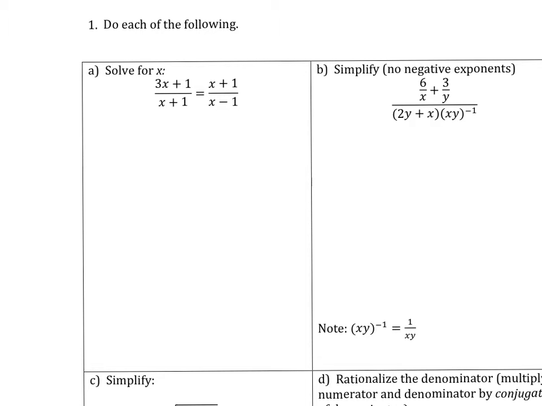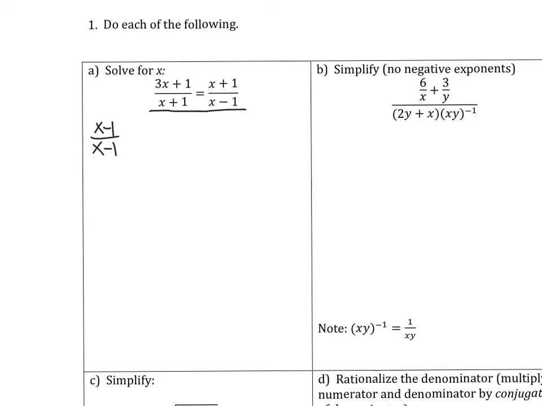Okay, so let's work our way through these. So in the first case, we were solving for x, and we have two fractions. What we're going to do really is multiply so that both of them have the same denominator, which means we're going to multiply each of them by the other's denominator over the denominator.